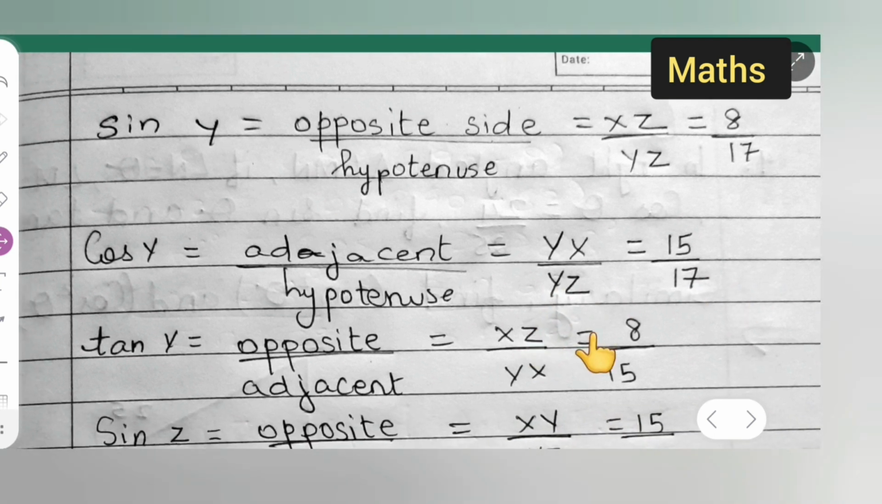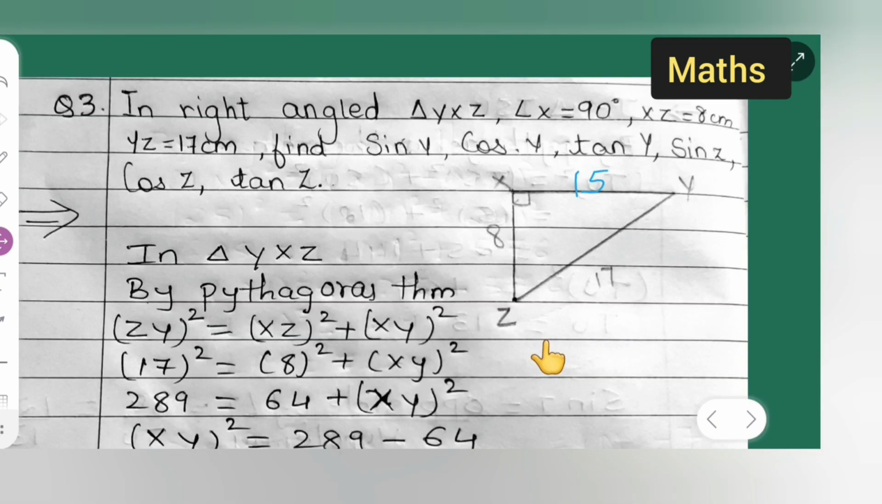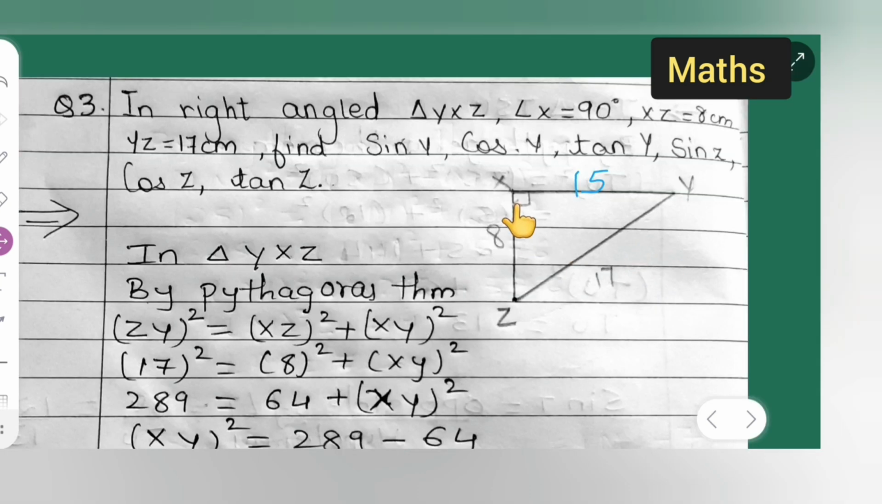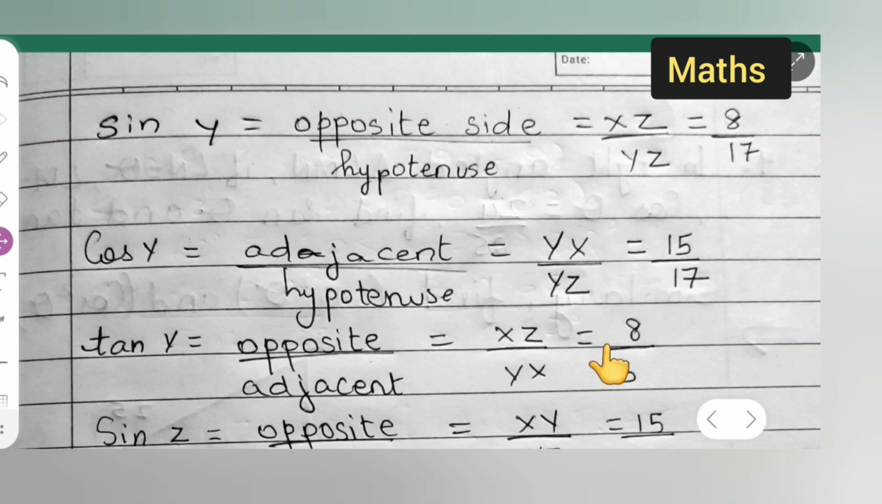Now we need to find tan y. Tan y is opposite side of angle y upon adjacent side of angle y. The opposite side of angle y is XZ upon adjacent side XY. So XZ upon XY, which is equal to 8 upon 15. Adjacent is 15 and opposite is 8. So you got 8 upon 15 over here, right?